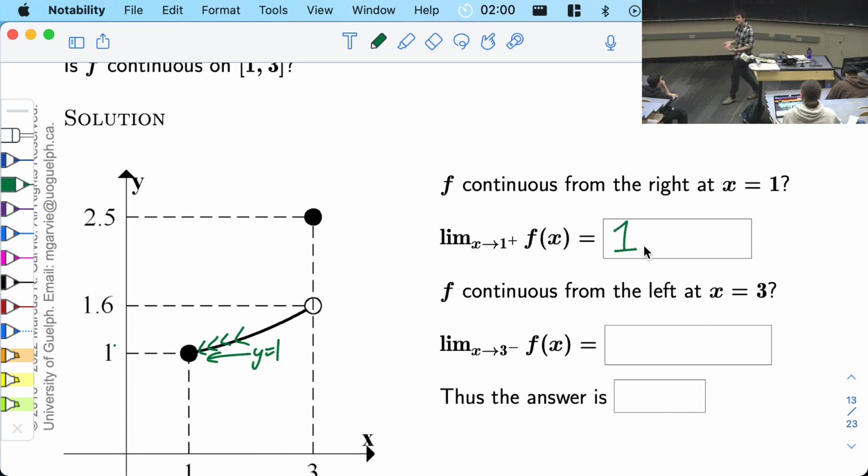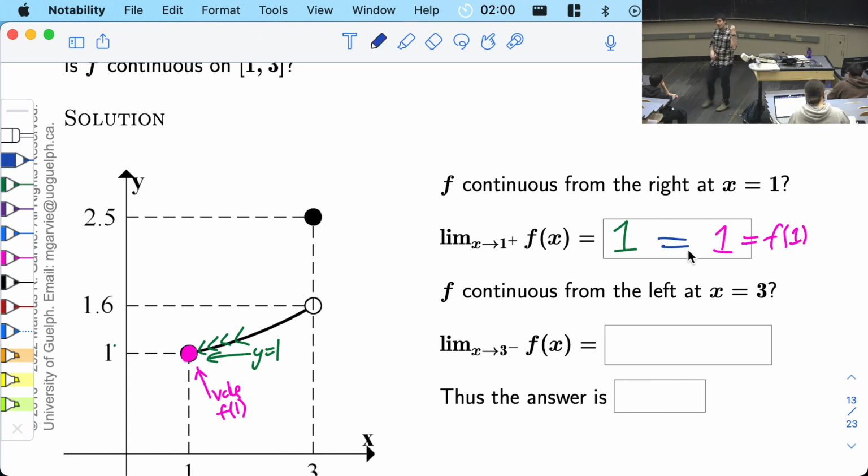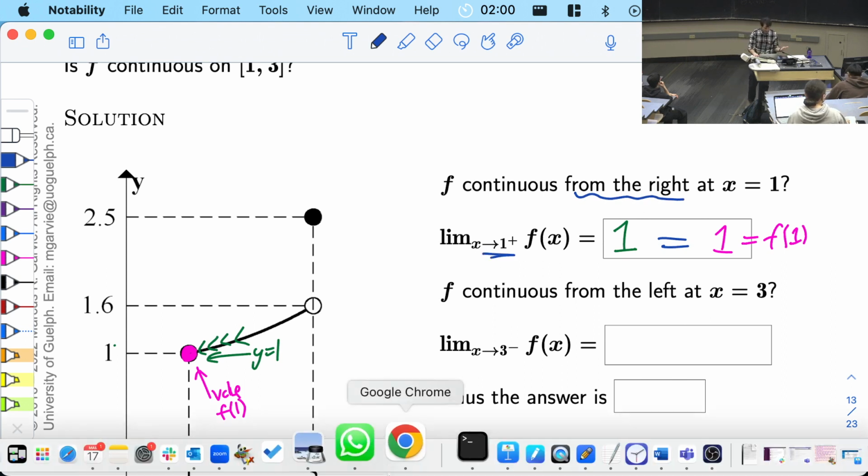And as it happens, nice coincidence for us, the value of the function is also 1. So the value of the function is this pink circled dot. This is the value f of 1. So f of 1, as it happens, is equal to 1. And now is the thing that is testing for continuous. Is the value of the function equal to the value of the limit? The answer in this case is yes. Yes, they're equal. 1 equals 1. The value of the limit is 1. The value of the function is 1. That means it's continuous. And the part with from the right just meant we were only looking at this one-sided limit.